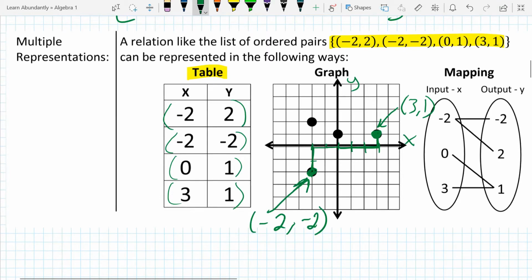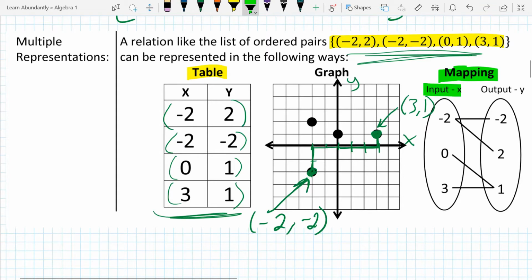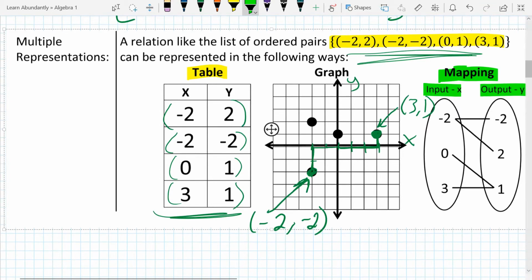Hopefully you have already seen the coordinate plane and been able to graph points, but I do want to highlight the fact that these 4 points are the 4 points that we listed here, the same 4 points that we have in this table, and the same 4 points we listed in this mapping. What might throw people off is that the mapping doesn't look like 4 points. If you take a look at the mapping, we see 3 input x's and 3 output y's, so it looks almost like there's only 3 points. But I want you to notice that there are actually all 4 points there.